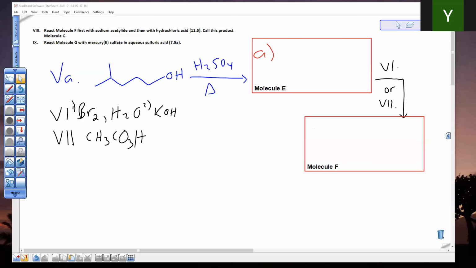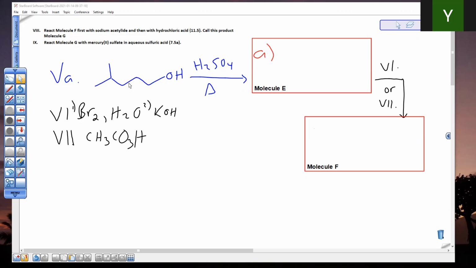And what we have going on here is isohexanol in part V-A. We can't do these two questions until we figure out what F is, and we're going to make G.